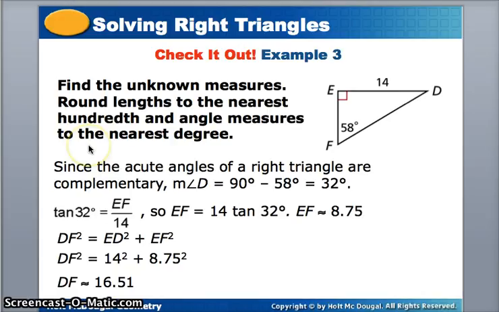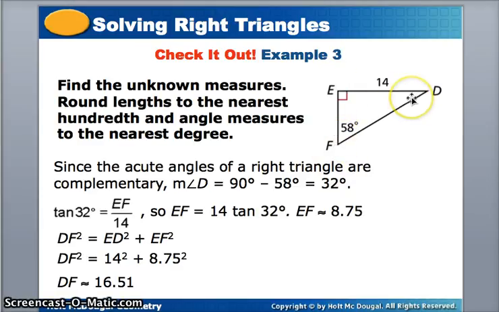Alright, right here: find the unknown measures, round lengths to the nearest hundredth, and angle measures to the nearest degree. They give us this length, which is 14, we have the 90, and we have this angle measure, which is 58. Remember, these two angles, D and F, will add up to 90. So 90 minus 58 gives us 32. There are different ways you can solve this, but we can find EF like they did here first.